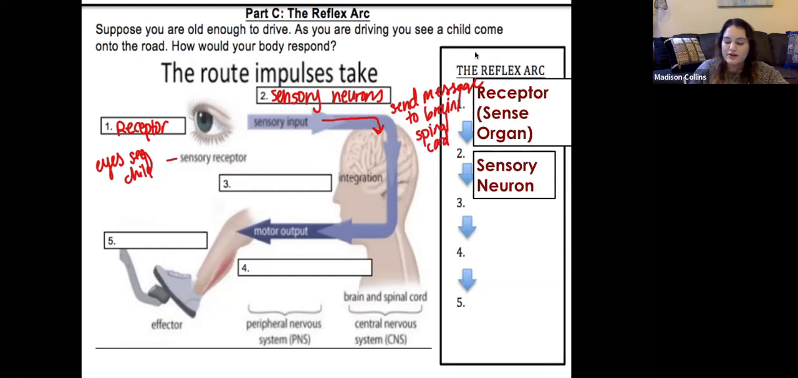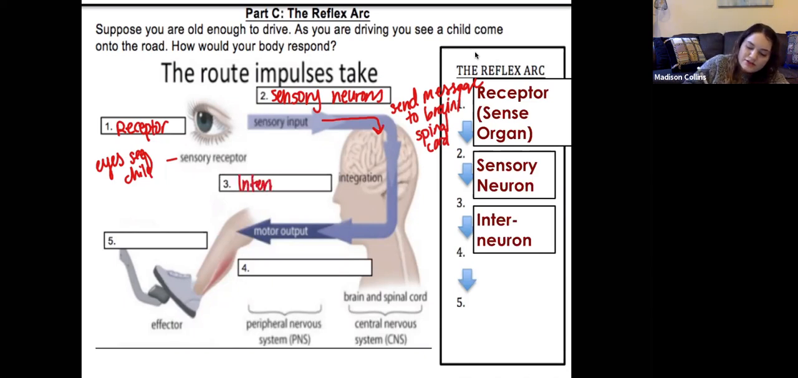But then remember, we have to have that interpreter in the middle of those neurons, and that interpreter is called our interneurons. So our interneurons are found in the brain and the spinal cord, and they interpret the message from the sensory neurons. Okay, and then they send that message to our motor neurons.